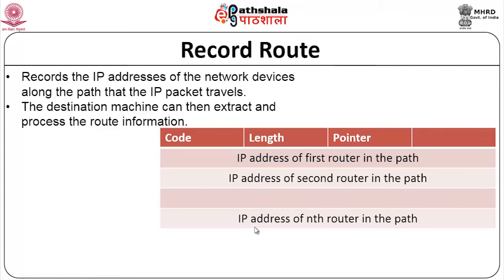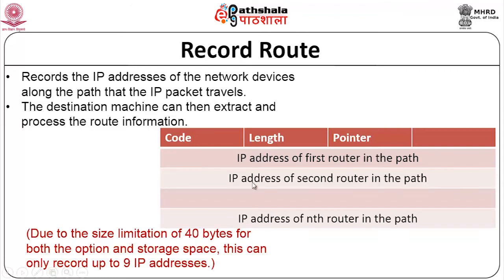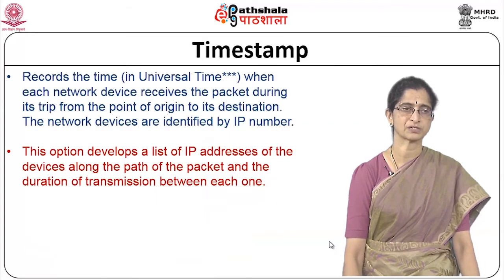It may be for debugging purposes, or for measurement purposes, or for whatever network management purposes. The only limitation that we have here is on the size, which is that you have a limitation of 40 bytes for both the option and the storage space. So this can normally record only up to 9 IP addresses. If you visit more than 9 IP addresses, obviously you will lose that information. So that's one of the limitations that we have with the record route option.